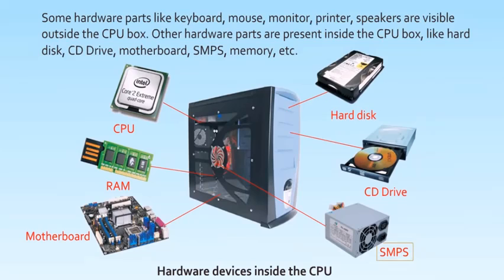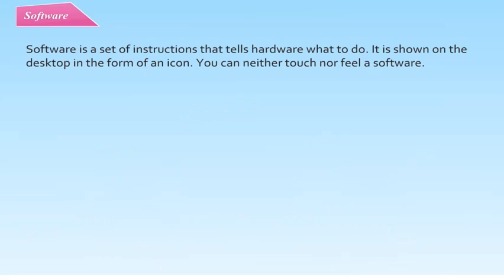Now, another most important aspect is the software. Without the software, we can't work with the hardware, because to give any instruction to the computer, we need software. And what is software? Software is a set of instructions that tells the hardware what to do. It is shown on the desktop in the form of an icon.